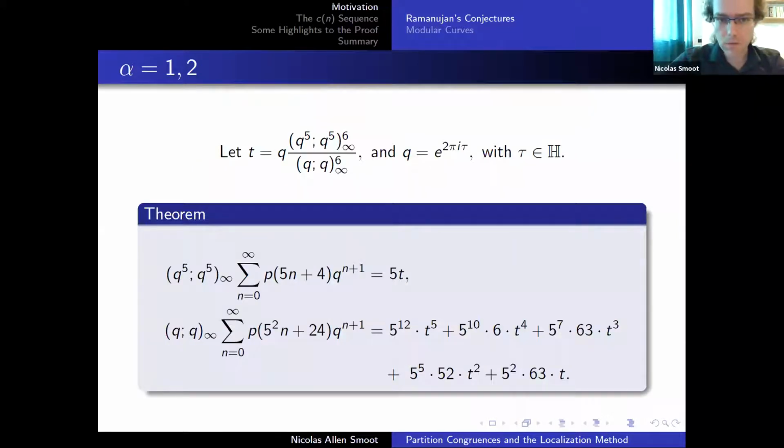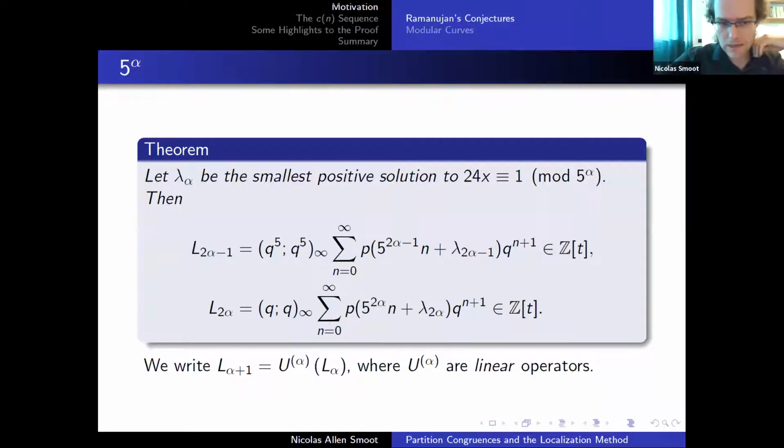If I let t equal this product here, again, it's just an eta quotient, then I can write the generating function for p of 5n plus 4 with the appropriate prefactor, and for p of 5 squared n plus 24 as just polynomials in t. And I can just look at the coefficients of these polynomials. And t, of course, expands into an integer power series, so we don't have to worry about it. And more generally, if I define the slightly normalized generating functions for each of these cases, say L sub alpha, then these generating functions can be written as integer polynomials in our t.